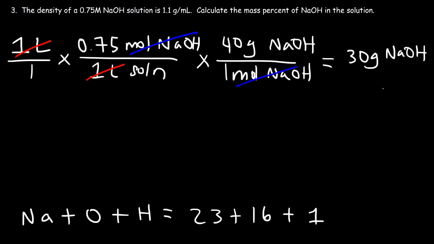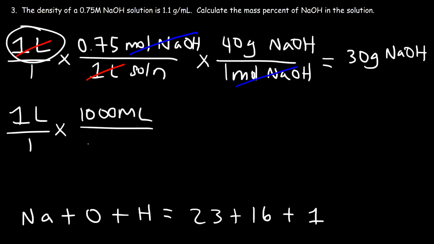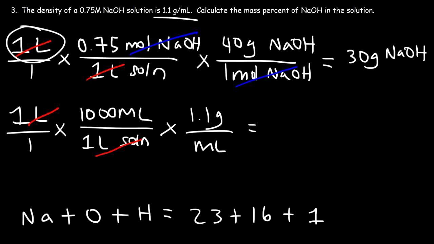So now we need to find the mass of the solution, and we have to use the same volume. So let's start with a 1 liter solution, and let's convert it to milliliters. There's 1,000 milliliters per 1 liter of solution. And now we can convert milliliters to grams using the density of the solution, which we know to be 1.1 grams per milliliter of solution. So this is 1,000 times 1.1, so there's 1,100 grams of solution.